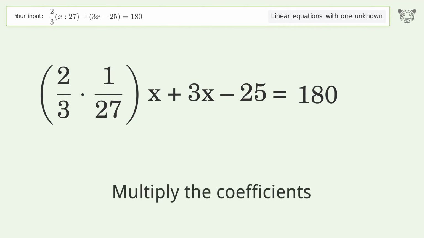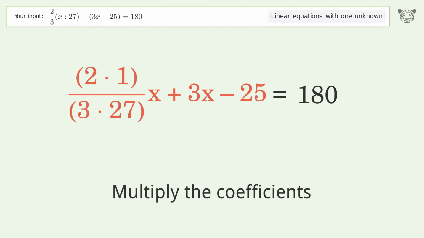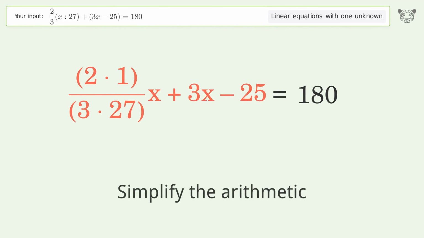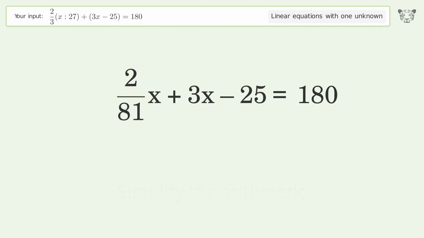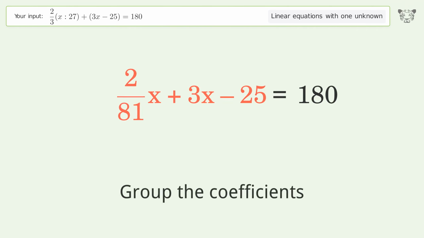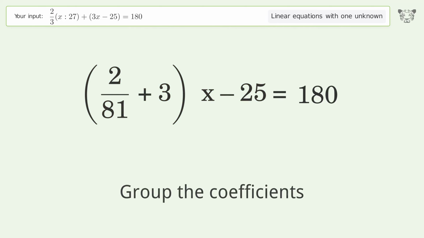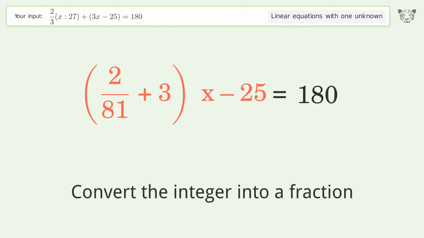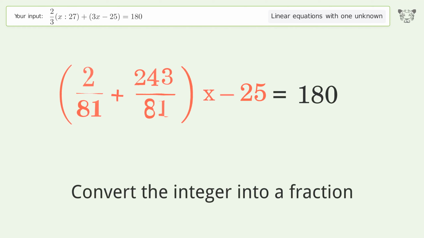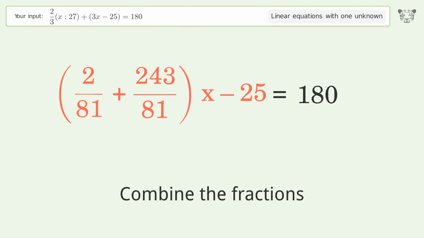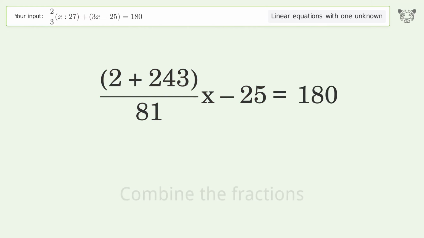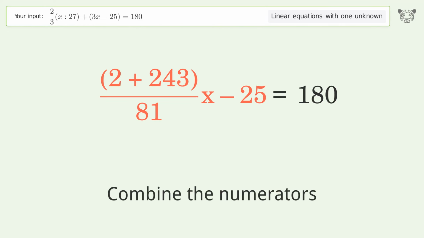Multiply the coefficients. Simplify the arithmetic. Group the coefficients. Convert the integer into a fraction. Combine the fractions. Combine the numerators.